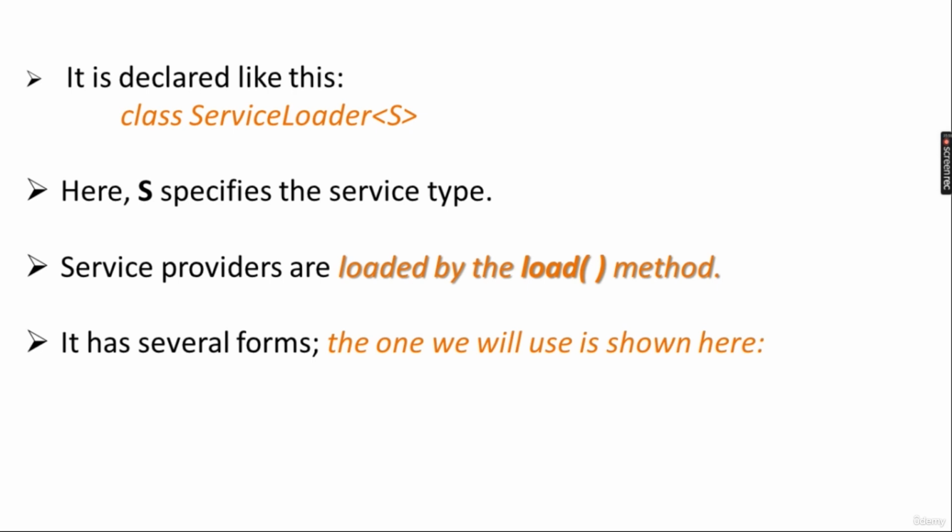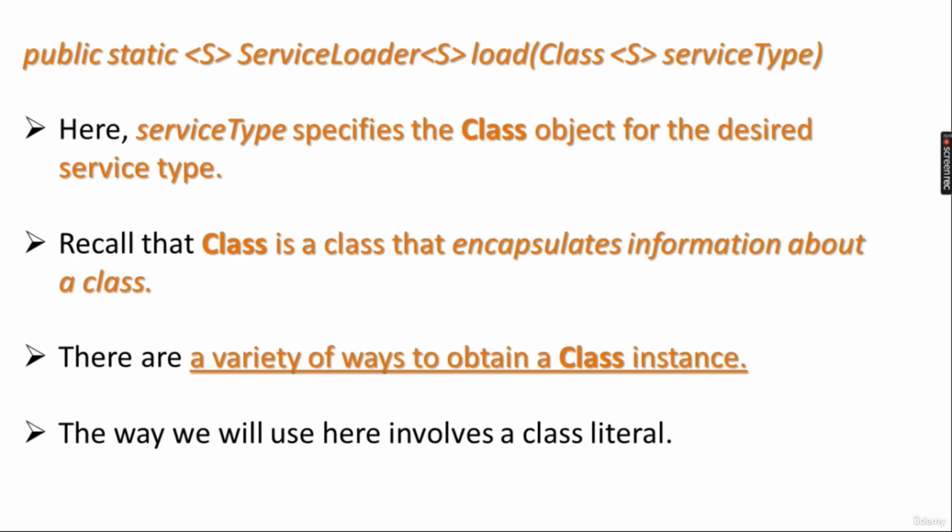The ServiceLoader class is declared like this: class ServiceLoader<S>, where S specifies the service type. Service providers are loaded by the load method, which has several different formats. One is used like this: public static <S> ServiceLoader<S> load(Class<S> service), where service specifies the Class object for the desired service type.